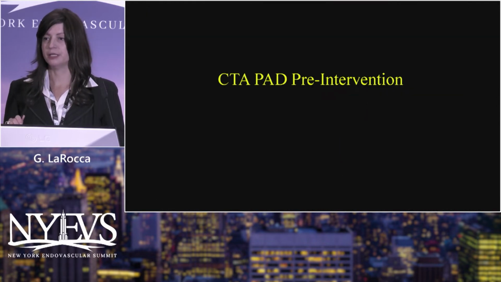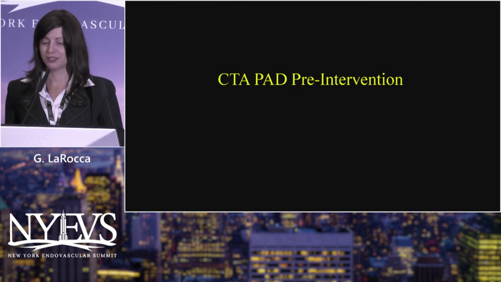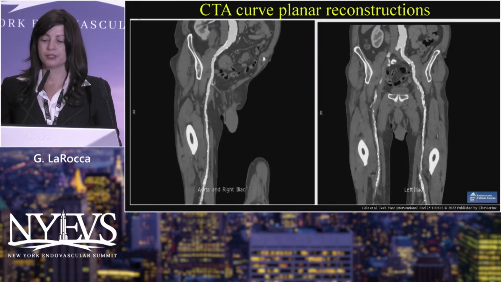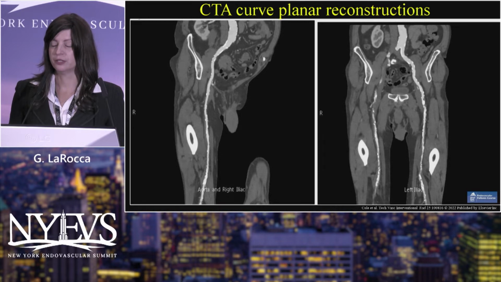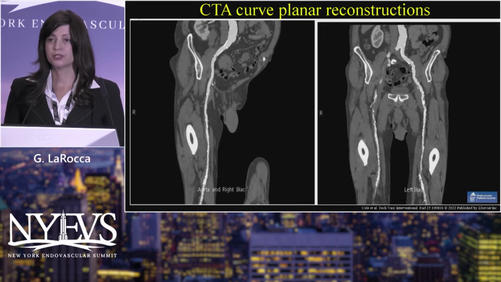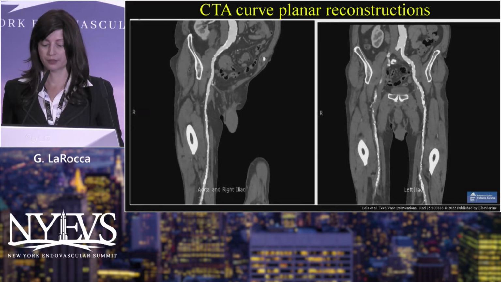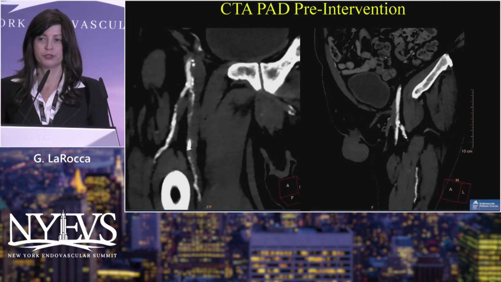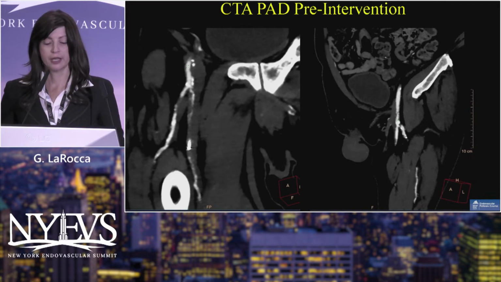So let's look at PAD, pre-intervention. This is an example, what we use today, of the digital subtraction angiography. And you could see really well that there is an obstruction, both calcified and non-calcified plaque, a subtotal occlusion of the right common iliac artery with reconstitution distally. And if you look up close, you could see a really significant non-calcified and calcified stenoses of the profunda and SFA.